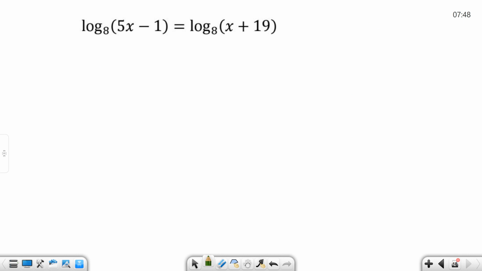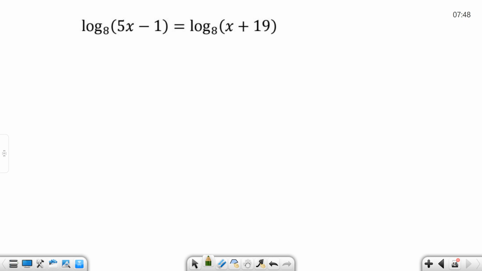Log base 8 of 5x minus 1 equals log base 8 of x plus 19. Here I have a single logarithm coefficient of 1, but I don't have it on one side. I have it on both sides. So remember that note that said, here's the one exception. If both sides are a single log, if every term on both sides contains a log, then get both sides as a single log coefficient 1. Well, every term has log, and it's the same base. And guess what? I actually already have one coefficient out front and a single log on both sides.